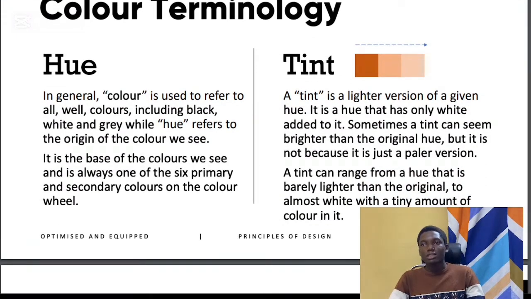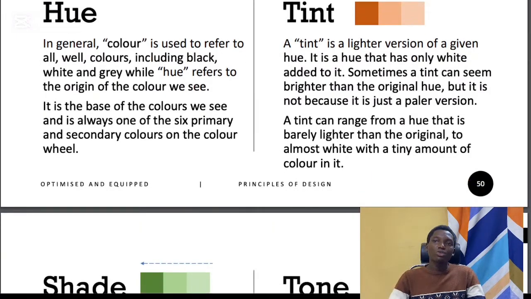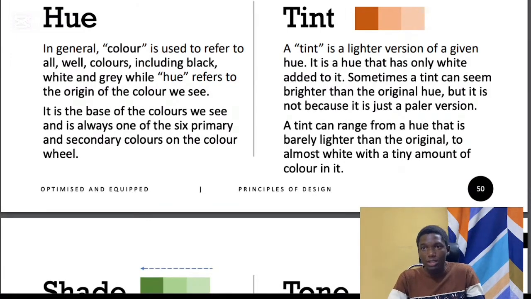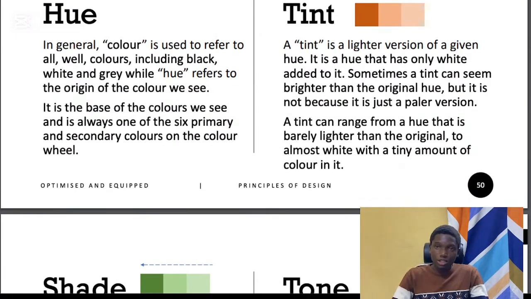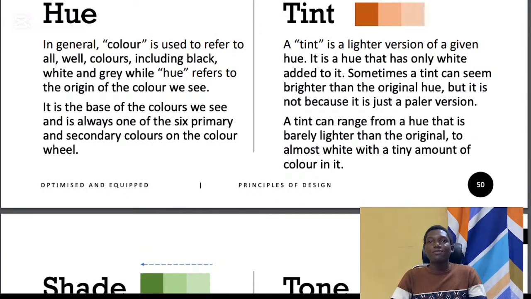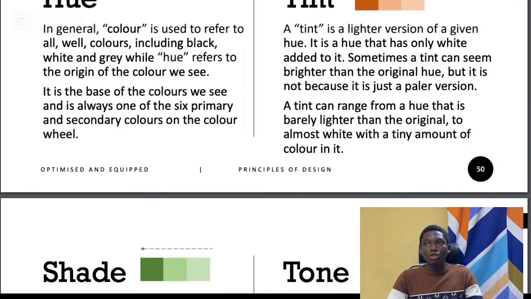Then let us talk about the color terminology that is created here. We have the tint, we have the hue, and the hue in general is used to refer to all colors, including every kind of color. It is used to generally term colors. So if we are talking about the hue, it means we are talking about, in general, the colors.